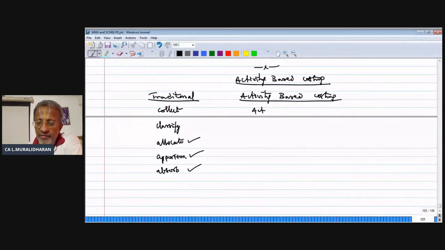Firstly, we should identify what is the activity. What activity triggers the cost? What activity is triggering the cost? So, please just understand, firstly, we are expected to identify what is the activity. Then, construction of cost pool.